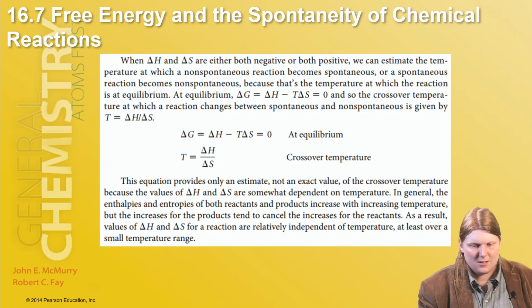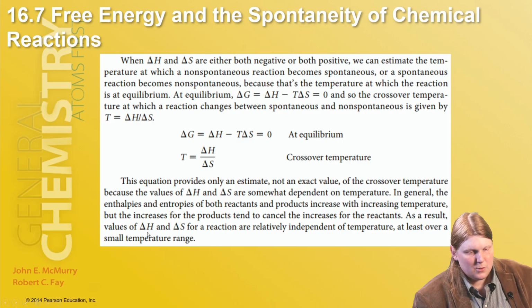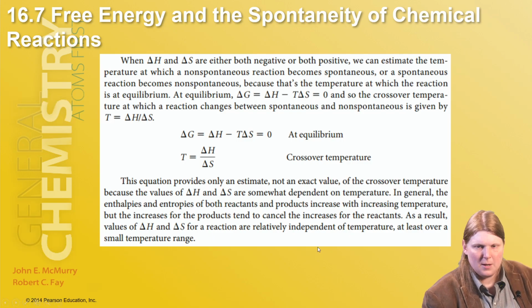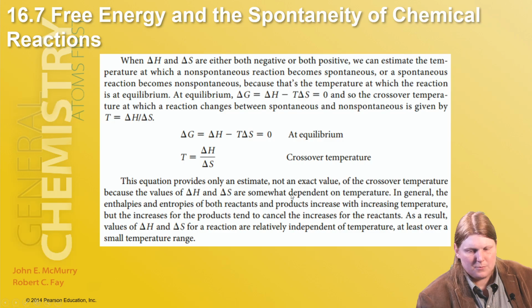And this gives you an estimate because, of course, delta H and delta S are somewhat dependent on temperature. They say somewhat in the book, which is a bit of an understatement. They're quite dependent on temperature in certain contexts, but for the most part, for reactions near or around room temperature, they generally don't change that much with temperature. As a result, values for this reaction are relatively independent over a small temperature range, like room temperature to 30 degrees or so, human tolerable temperatures.